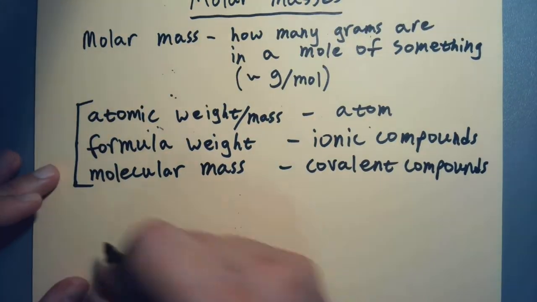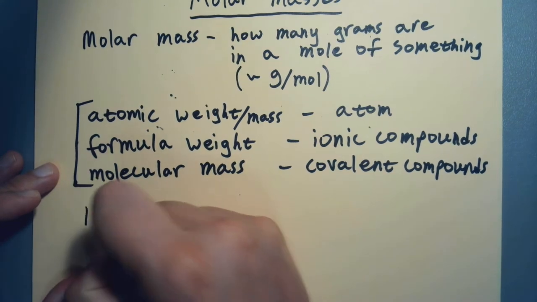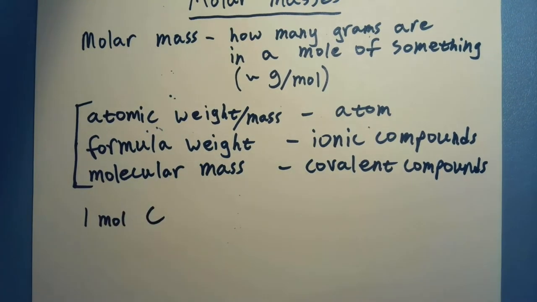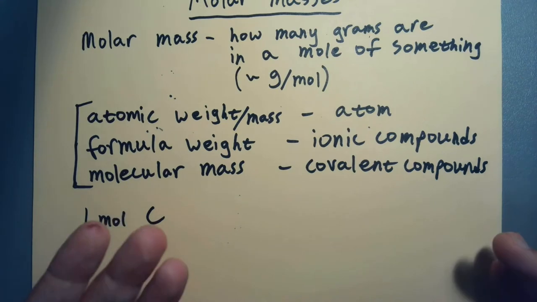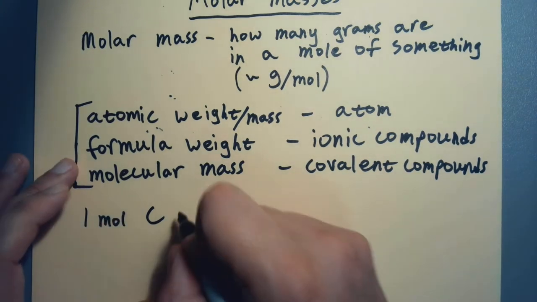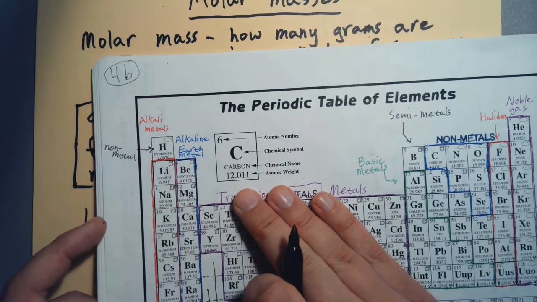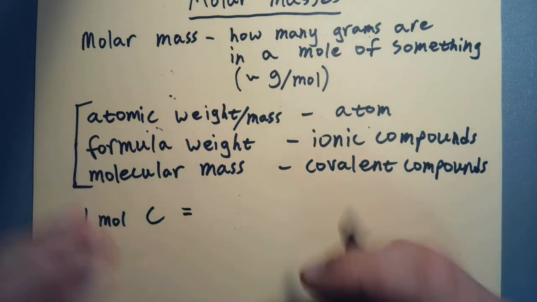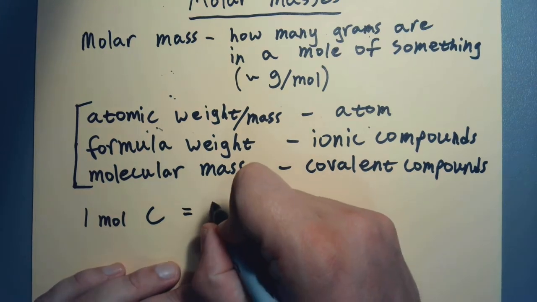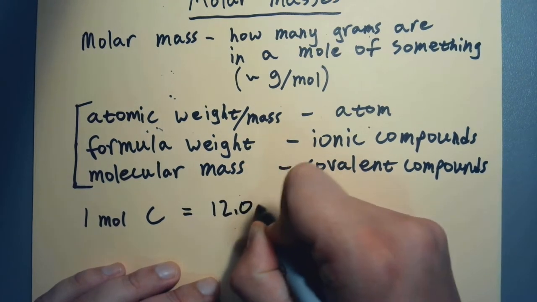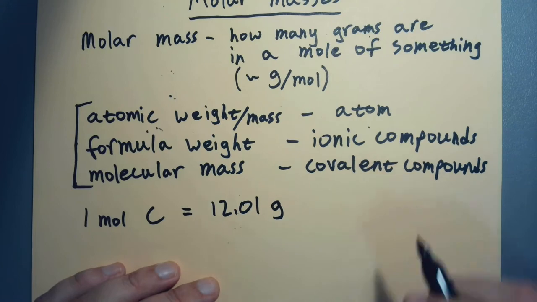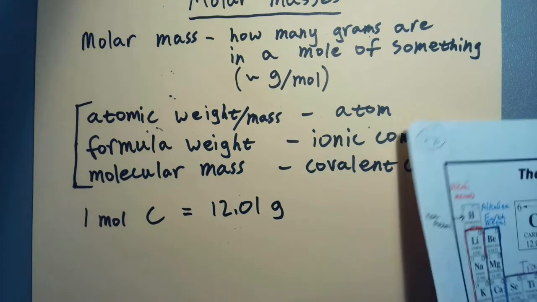So 1 mole of carbon. Well, that's Avogadro's number of carbon atoms. And so that means that the atomic weight here in AMU is the same as the molar mass in grams per mole. So it's going to be 12.01 grams. So 1 mole of carbon weighs 12.01 grams.